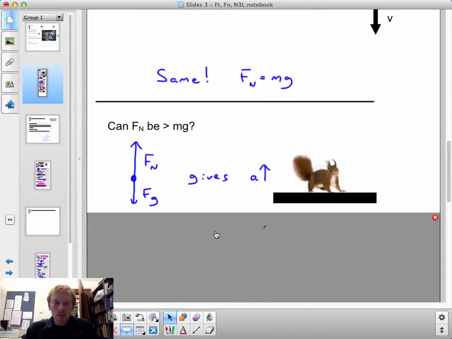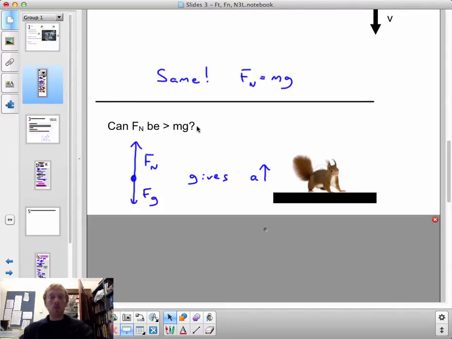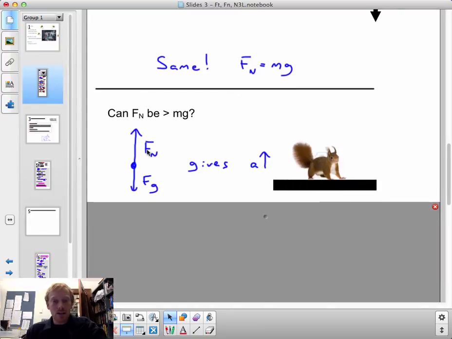Well, is it possible to have a situation where the normal force is greater than the mass of the squirrel times g? Is it possible for the normal force to exceed the gravitational force? Yes, that is possible. If that happens, according to this free body diagram, you can see the upward forces are stronger than the downward forces, so we have an upward acceleration. There's a net force up, which gives rise to an acceleration up.